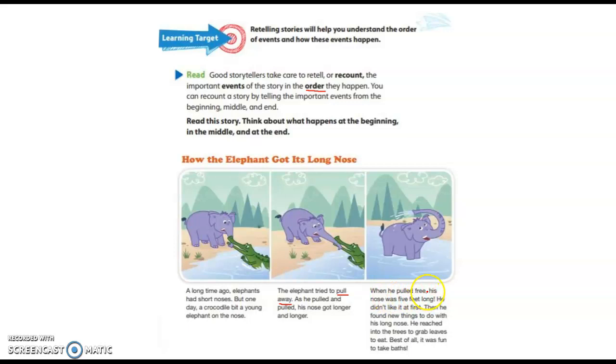When he pulled free, his nose was 5 feet long. He didn't like it at first. Then he found new things to do with his long nose. He reached into the trees to grab leaves to eat. Best of all, it was fun to take baths. So we know that he solved the problem then eventually by actually pulling free. And now he has a really long nose that can help him with all kinds of things. He can grab leaves, he can take baths. So in the end, the elephant's problem was solved.